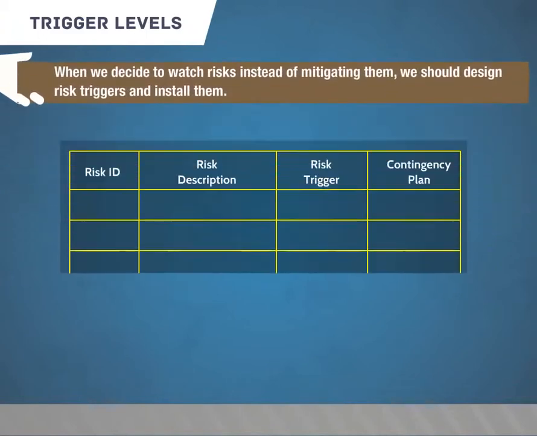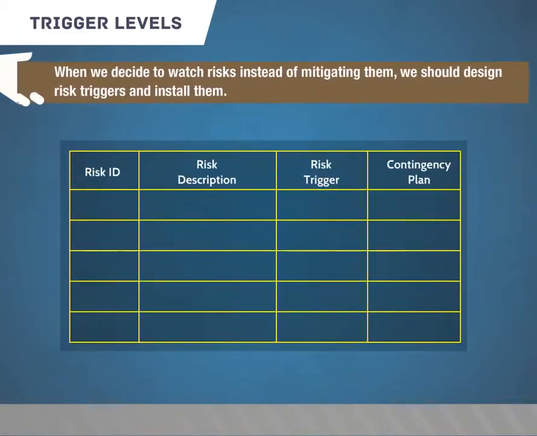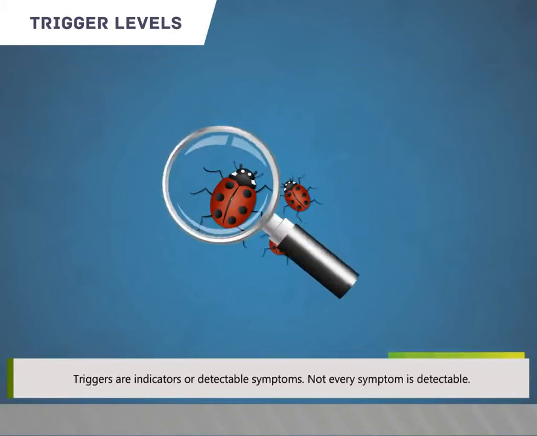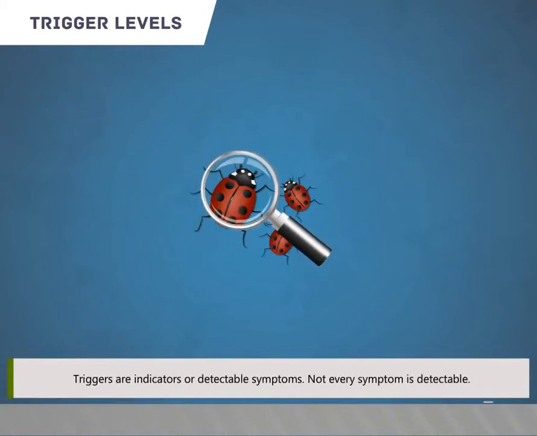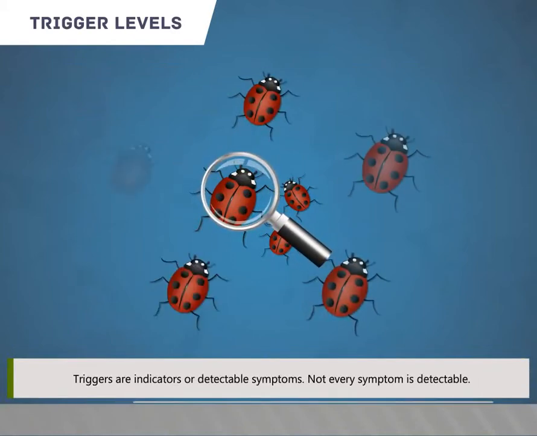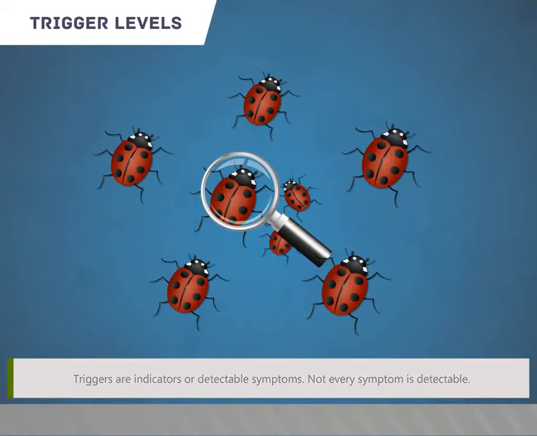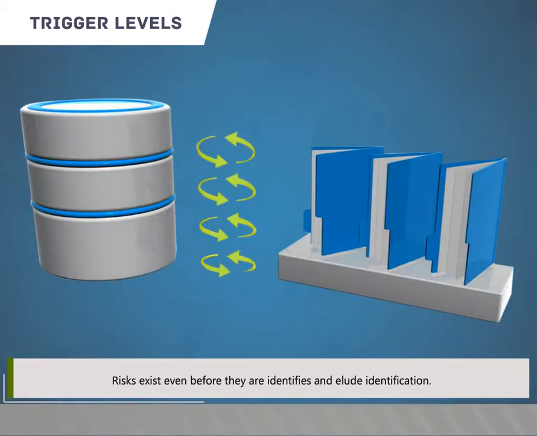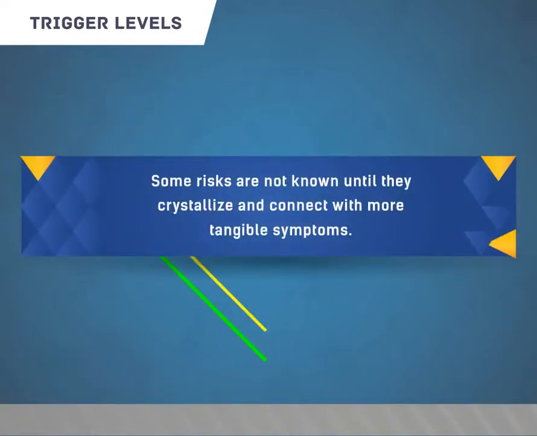When we decide to watch risks instead of mitigating them, we should design risk triggers and install them. Triggers are indicators or detectable symptoms. Not every symptom is detectable. Risks exist even before they are identified and elude identification. Some risks are not known until they crystallize and connect with more tangible symptoms.